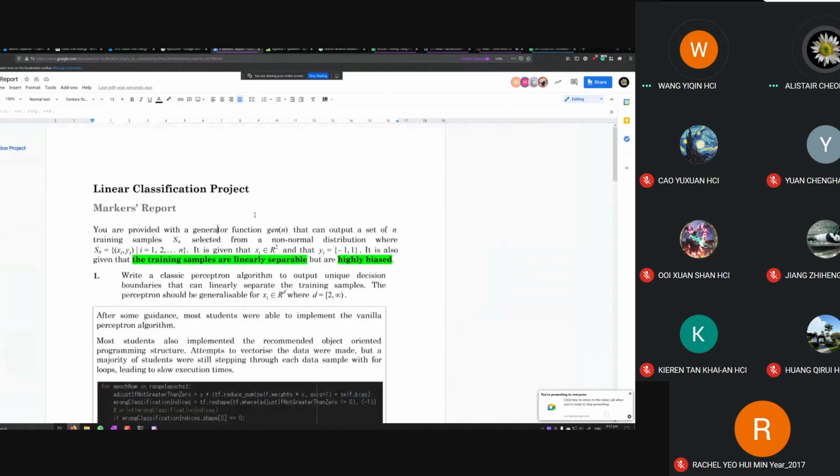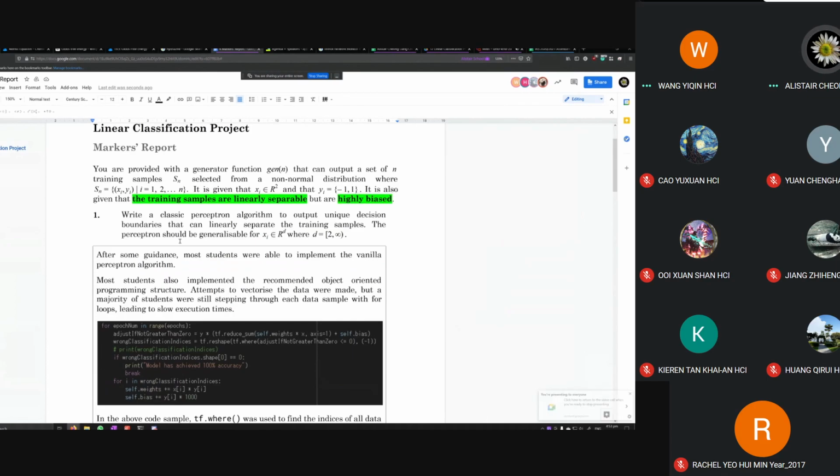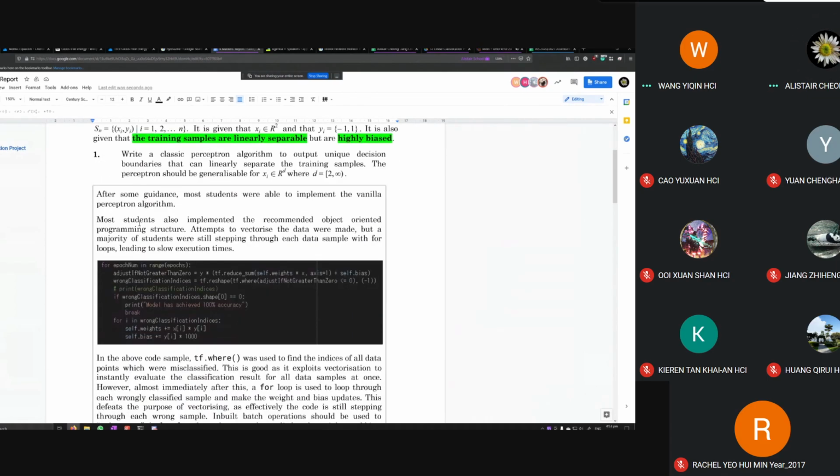Similarly to the linear regression project markers report, we are going to go through the feedback question by question, right? So it is good to see that most of you have heeded the advice from the previous project and are starting to work in object-oriented programming structure. And also we can see some attempts by you guys to exploit vectorization, which is performing batch operations on the tensors so that you can speed up your training time. So the idea of vectorization is already inbuilt into the ML libraries, and if you want to truly understand it, you should know how to implement it by yourself.